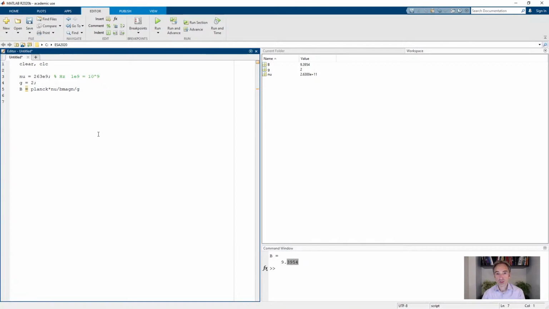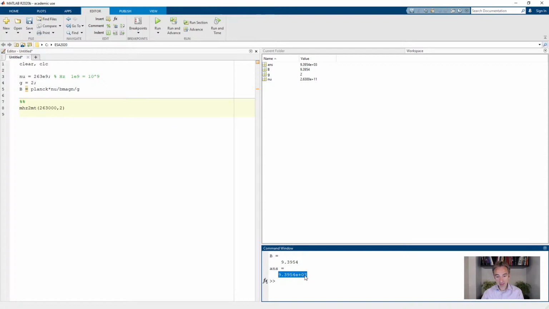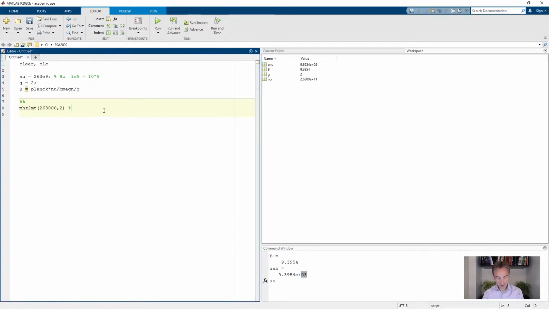You can do these conversions manually, but there are a few pre-packaged conversion functions. One of them is mhz2mt, megahertz to millitesla. There you enter the frequency in megahertz, and if you do the same example, it will be 263,000 megahertz, and the g value equals 2. The first is the frequency, and the second one is the g value for which to do the conversion. If you press Control Enter, again, you will get the answer of 9.39, in this case in millitesla. So the canonical field unit in EasySpin is millitesla.